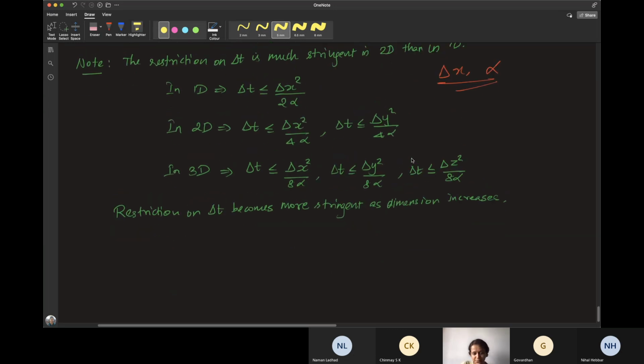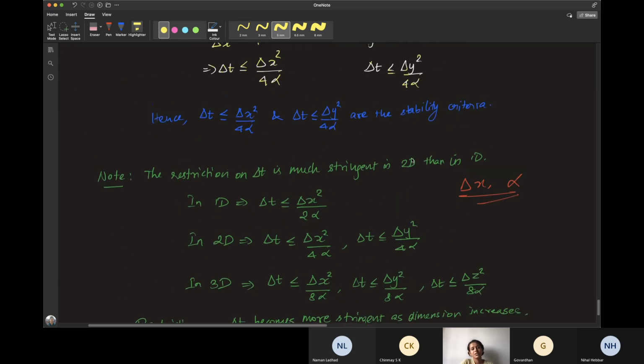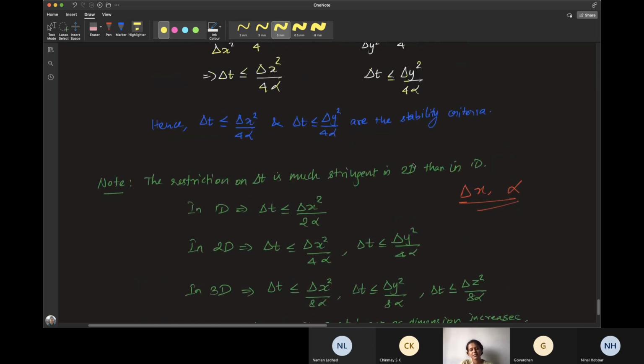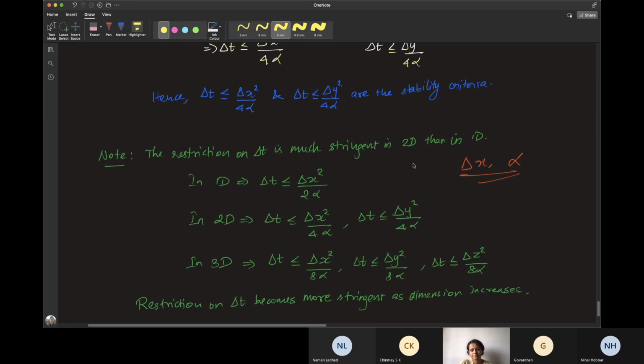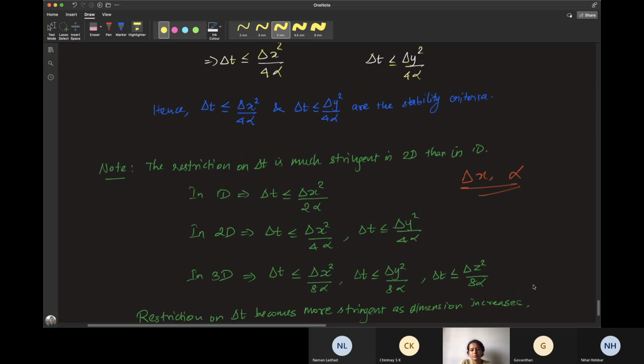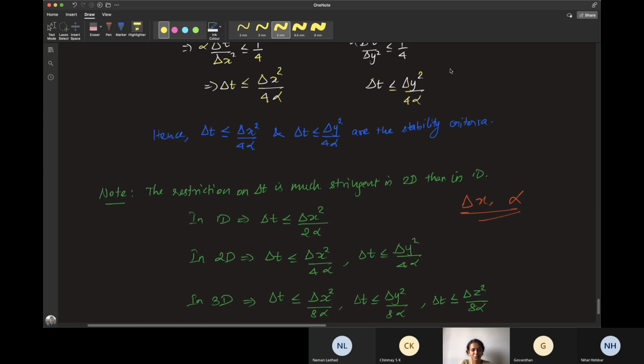So this is one thing to take away from here. Just to note that as you increase the number of dimensions, the stability imposes a more stringent condition on delta t, which leads to an increase in computational time. So yeah, this is the takeaway from this.